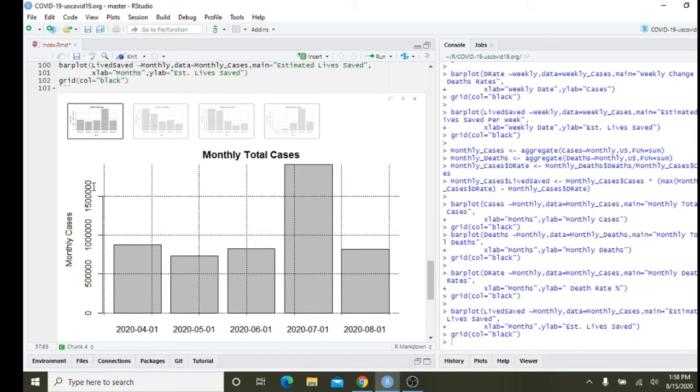Right? There's 3. 1.5 million cases added in July. For the 2 weeks so far of August, we can see that it's less than half of this here. So we'll see what happens in the next 2 weeks.